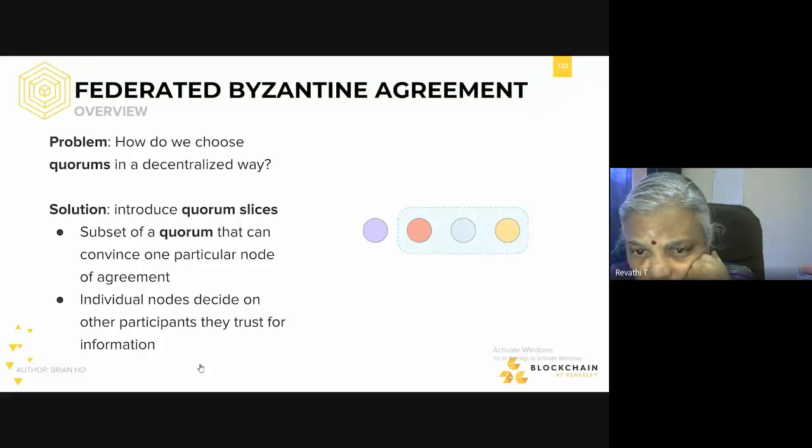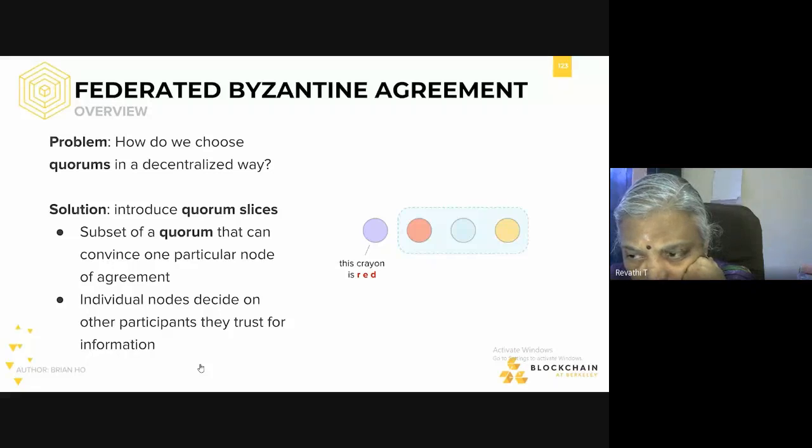we can individually select who we trust using a quorum slice. This is a subset of a quorum that can convince a particular node, aka you, of agreement. Individual nodes can decide who to include within their quorum slice. Let's say you're the purple node, the leftmost of the set of 4 nodes.